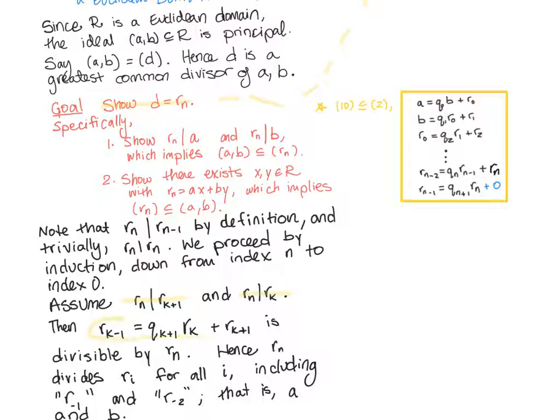So Rk minus 1 is Qk plus 1 times Rk plus Rk plus 1, right? To find that successive quotient, we're looking at it in terms of the previous remainder and finding the next remainder, but we're inducting down, right? And so by representing Rk minus 1 in terms of Rk and Rk plus 1, Rk minus 1 must be divisible by Rn, since both terms in the sum on the right-hand side are divisible by Rn by assumption.